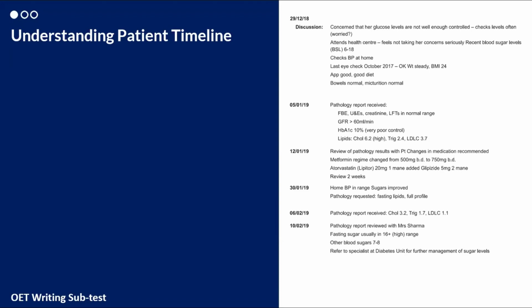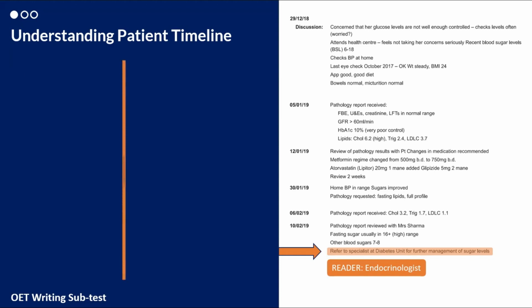Let's have a look at patient number 1. We can see that our plan is to refer her for further management of her sugar levels, which means this is uncontrolled. Our reader is an endocrinologist. Our timeline includes 6 dates from 29 of December up to February 2019.